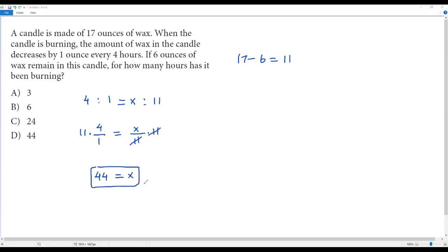So the candle has been burning 44 hours to burn 11 ounces of wax. That means when 6 ounces of wax remain in the candle, it has been burning 44 hours. So we find 44 in option D. So the correct answer choice for this one is option D.